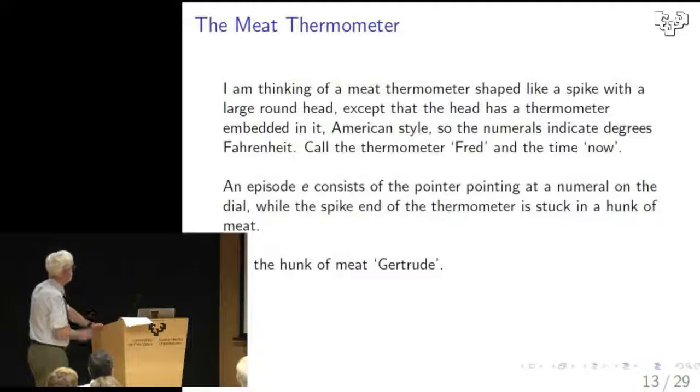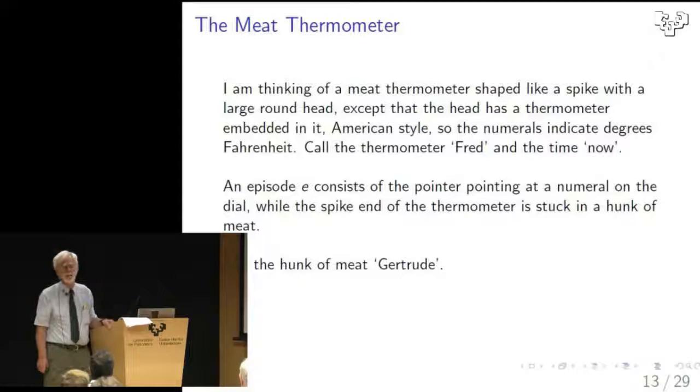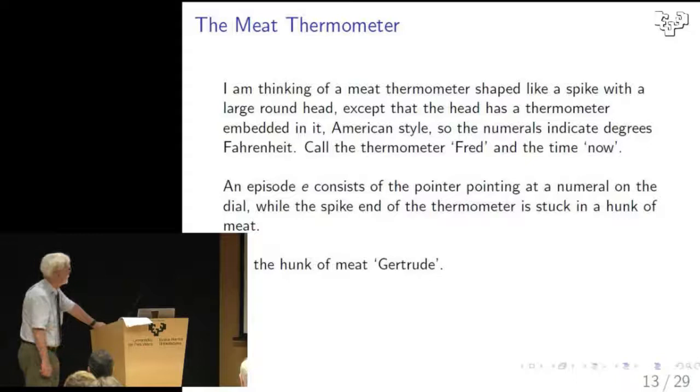So let's look a little more closely at the kind of example Dretske likes, a meat thermometer, which we talked a little bit about yesterday. So I'm thinking of a meat thermometer shaped like a spike with a large round head. The pointer points at a number. The number gives you degrees Fahrenheit, because I don't know what degrees Celsius chickens cook at, but I think at least 160.